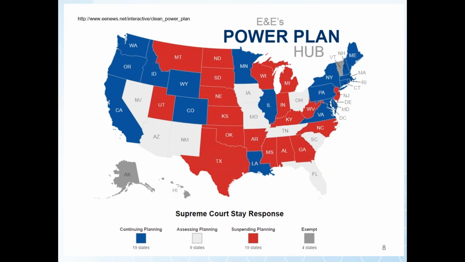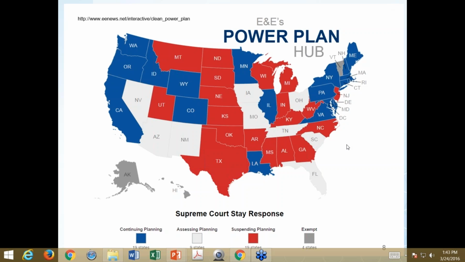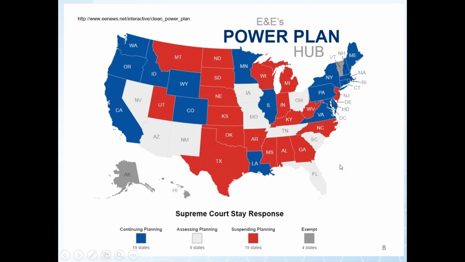And if you haven't seen this resource yet, I'm not going to go through all these, but I highly recommend it. E&E puts this together, and they're tracking which states are actively planning for Clean Power Plan compliance, which are assessing, which are suspending. And I just want to also point out that this is what states have publicly said. So the blue states have publicly said, we're still developing plans. I know that some of the states that are red are also still talking about plans. They're just not doing it quite so publicly.